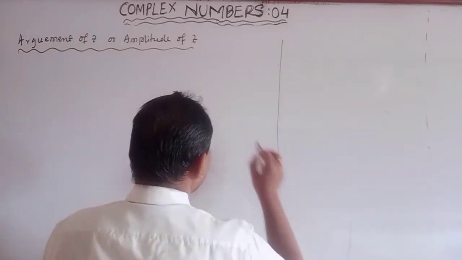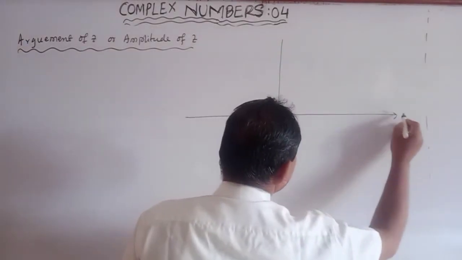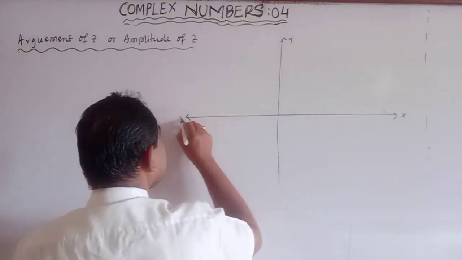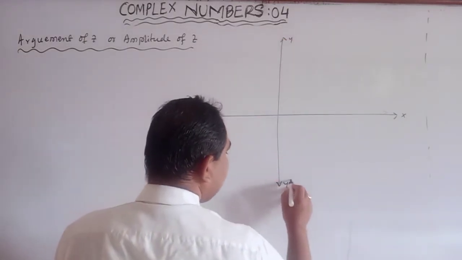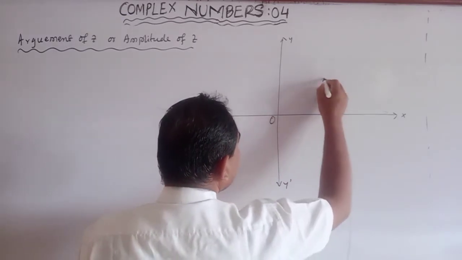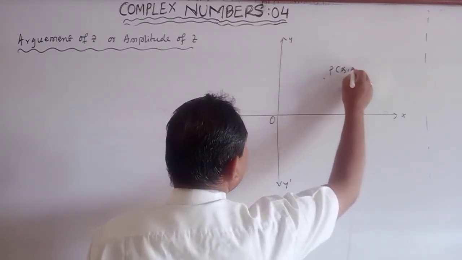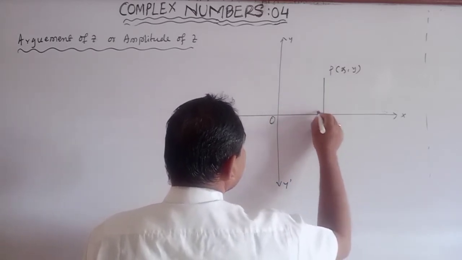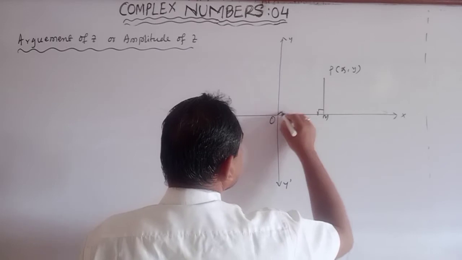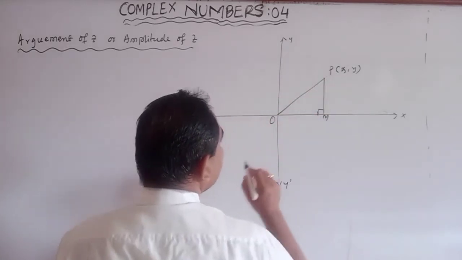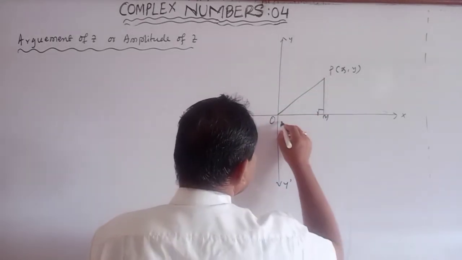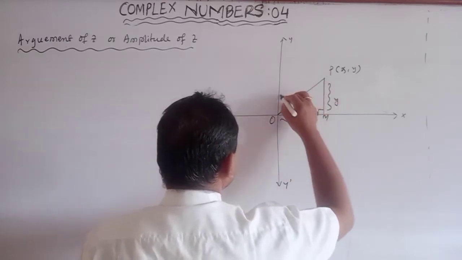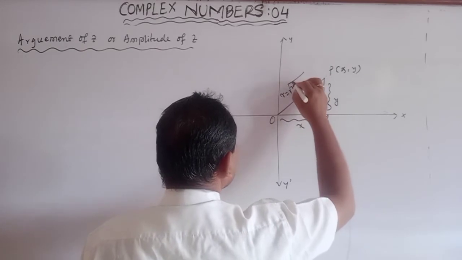This is an Argand plane, x, y, this is x dash, this is y dash, this is origin. This is a point P with coordinate x comma y. This is PM perpendicular to x axis. This is OP. This length is x, this length is y. This is r is equal to root x square plus y square.